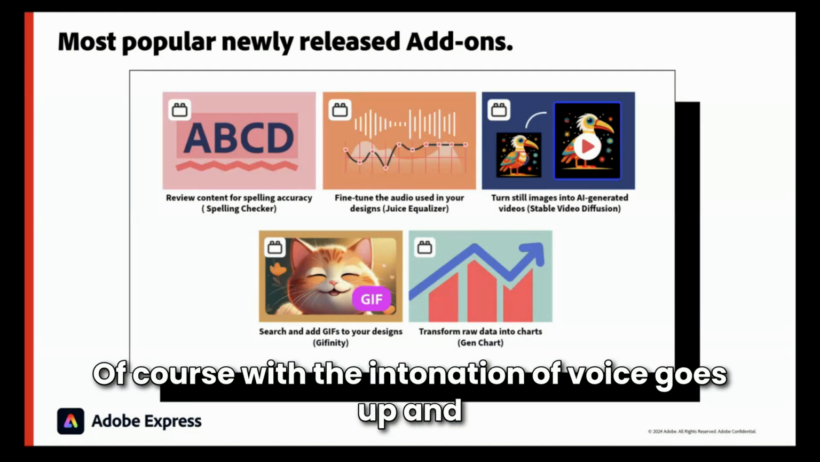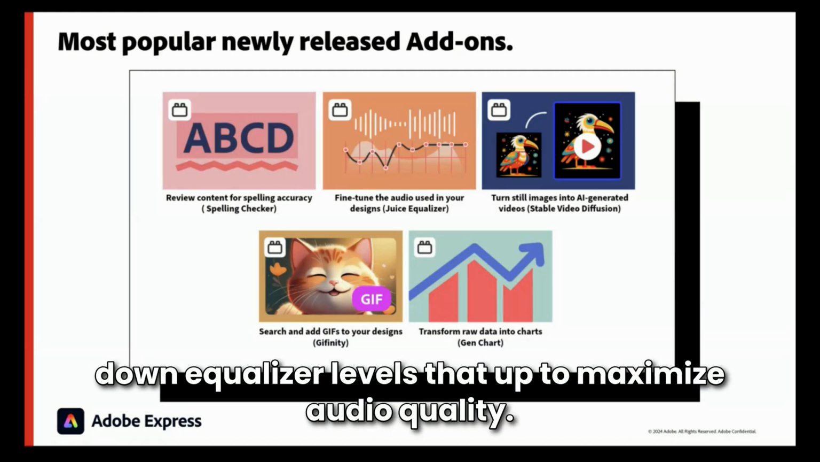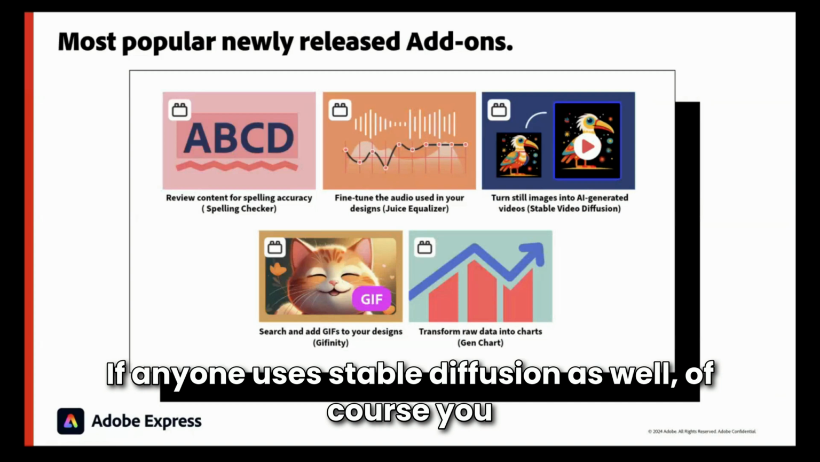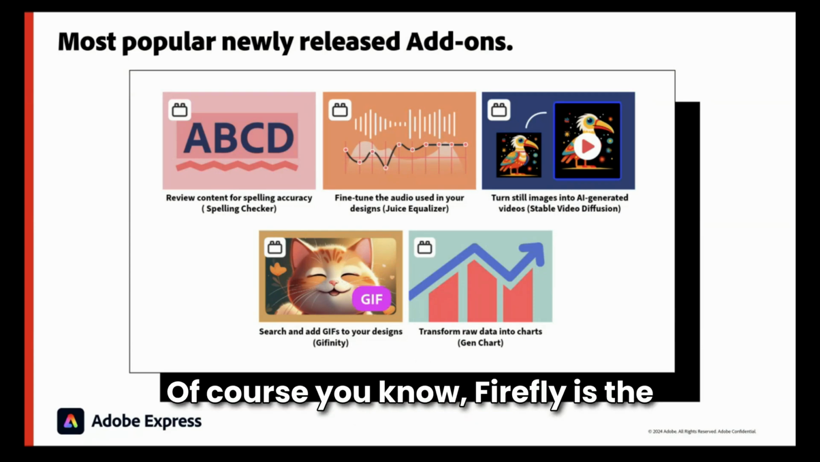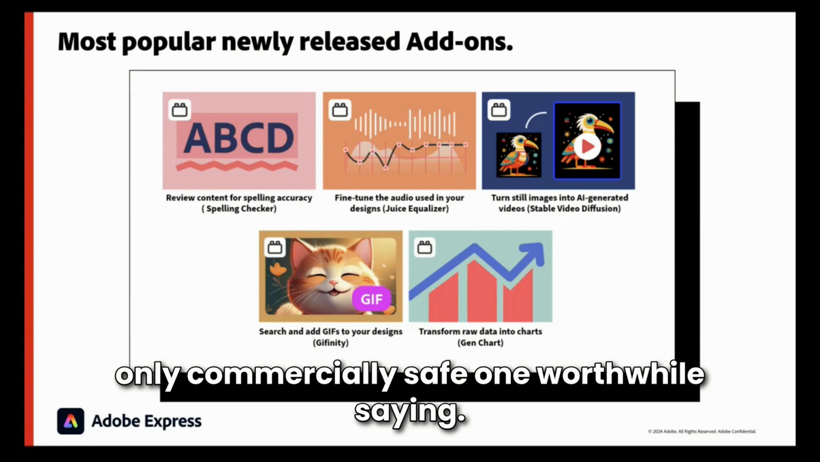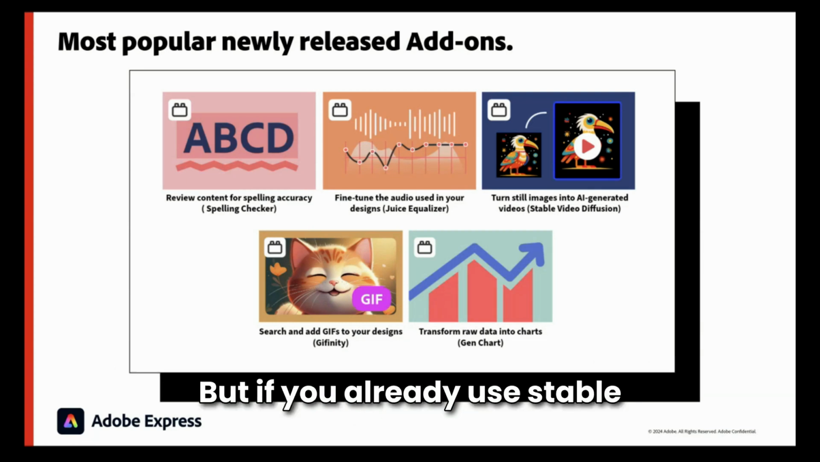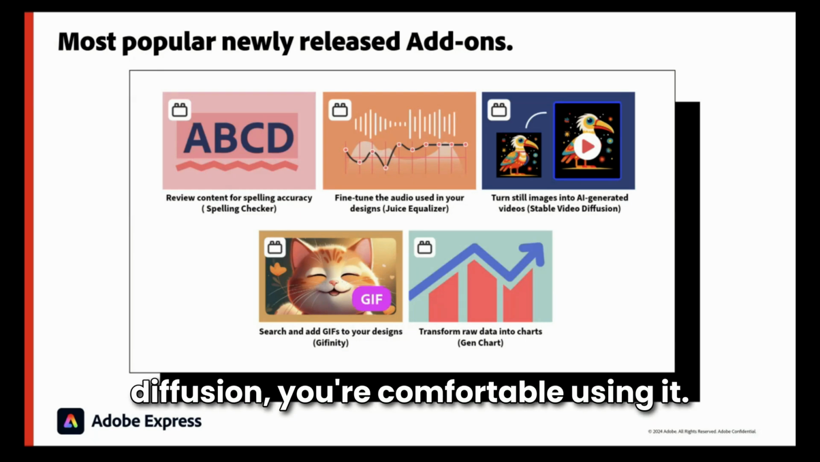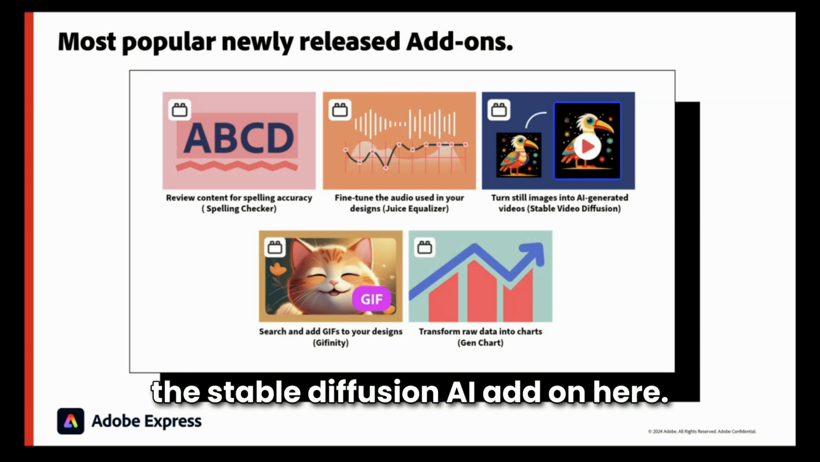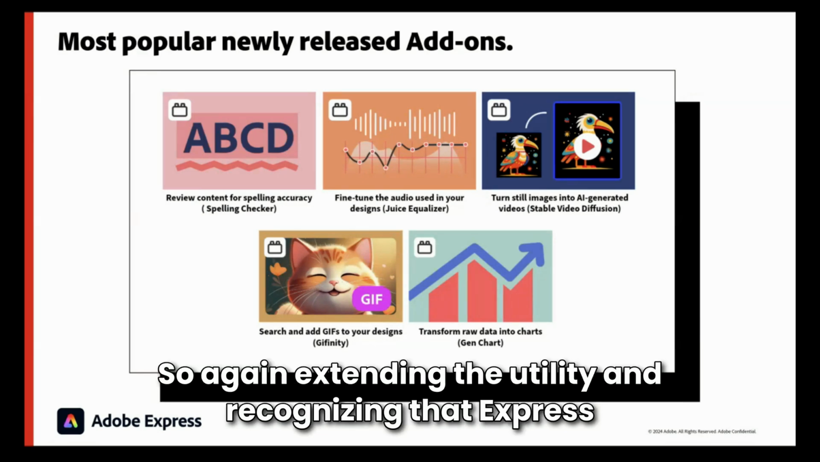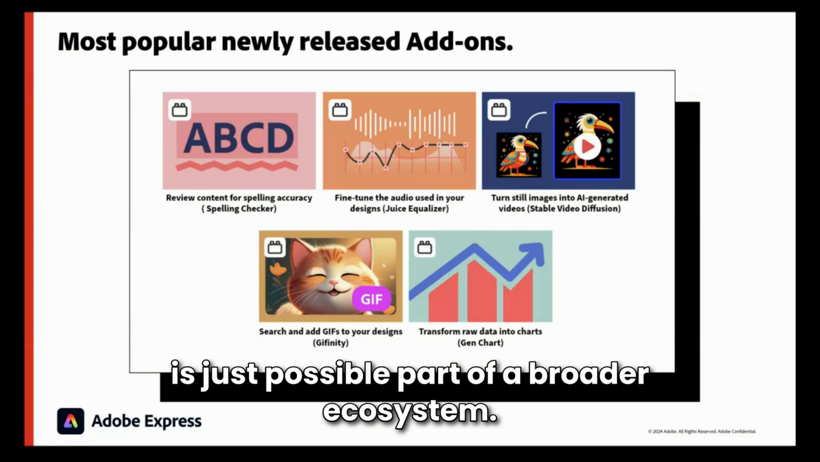Of course, as the intonation of a voice goes up and down, equalizer levels that out to maximize audio quality. If anyone uses Stable Diffusion as well, of course, there are multiple different AI models. Firefly is the only commercially safe one, worthwhile saying. But if you already use Stable Diffusion and you're comfortable using it, you can turn images into video with the Stable Diffusion AI add-on here. So again, extending the utility and recognizing that Express is just part of a broader ecosystem.